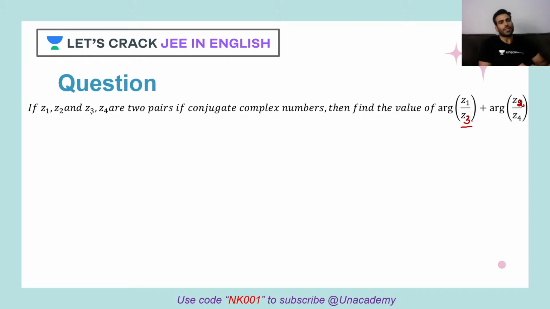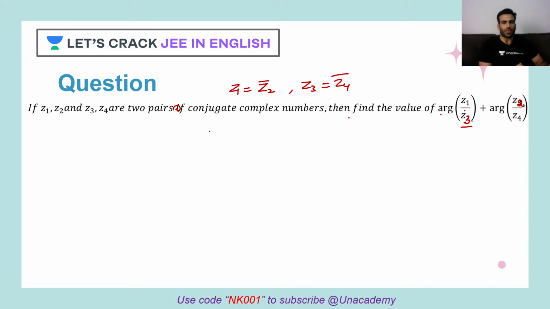If z1, z2, z3, z4 are two pairs of conjugate complex numbers, that means Z1 is equal to what? Z2 bar. And Z3 is equal to Z4 bar. Then we have to find the value of argument Z1 by Z3 plus argument Z2 upon Z4.